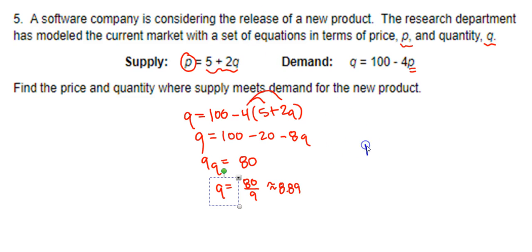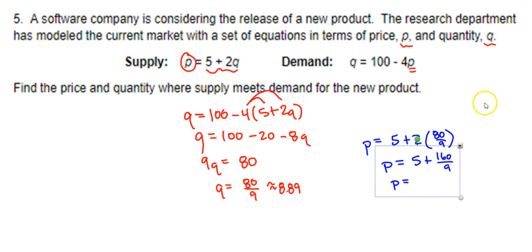So I want to solve for P. I know what Q is. P is equal to 5 plus 2 times whatever Q is. Go through and simplify. I get 5 plus 160 over 9. I need a common denominator in order to combine these. So P is going to be equal, my common denominator is 5 over 1. I've got to multiply each by 9 in order to get a denominator of 9.